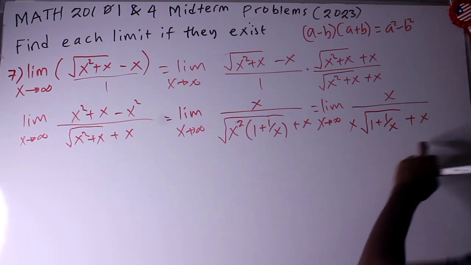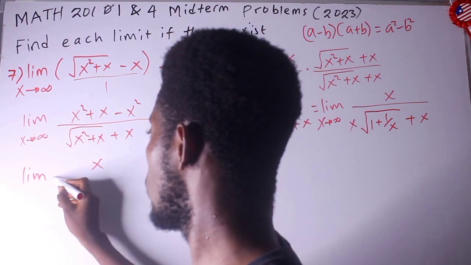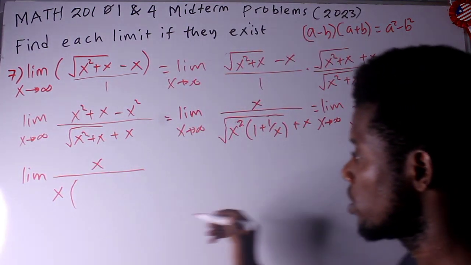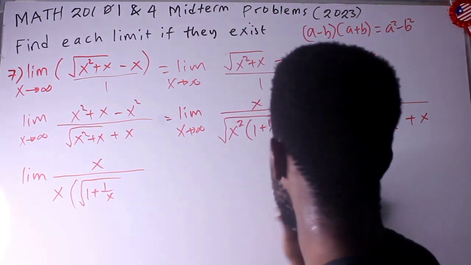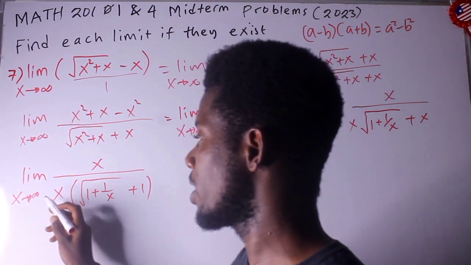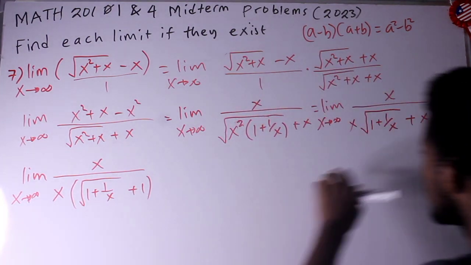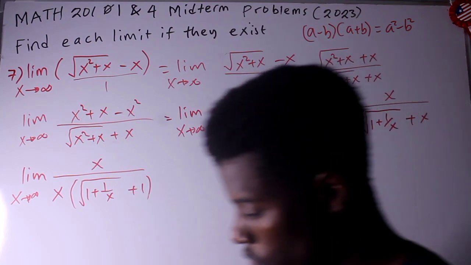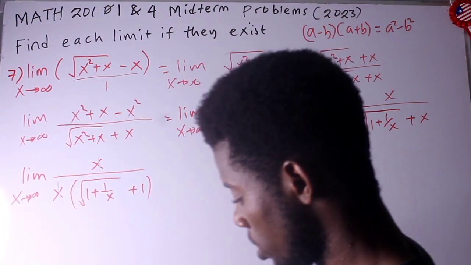So I'm going to factor out an x from the denominator. So here is going to be the limit of x all over, here I factor out an x from the denominator, I only have the square root of 1 plus 1 over x, and then plus 1. Remember, if I multiply this x by everything in here, x times this will give you this, and then x times 1 will give you this. Great. So what I realize here is that this x is going to cancel out this x.